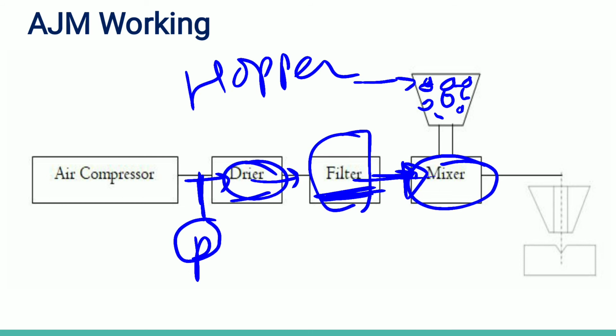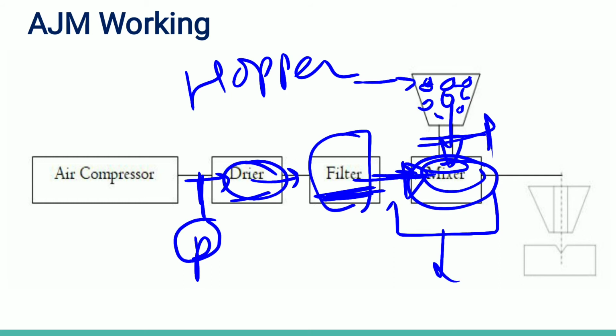When this air at high pressure comes into the mixer, there is a valve, so we open this valve and allow the abrasive particles to move inside the mixer. There is also a specific ratio, that is, how much air with respect to the abrasive particles, which we have to maintain. And we are also using one more thing, the electromagnetic shaker. This mixer is connected with the electromagnetic shaker.